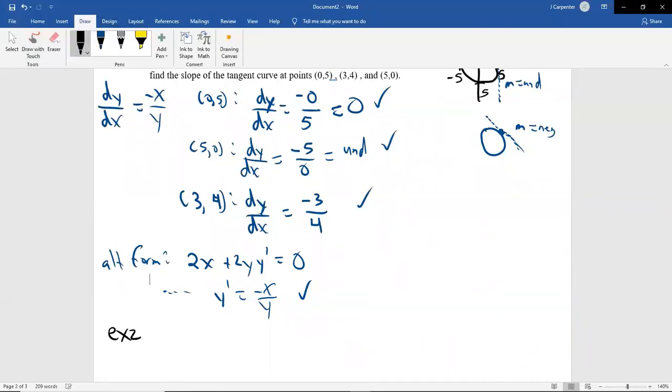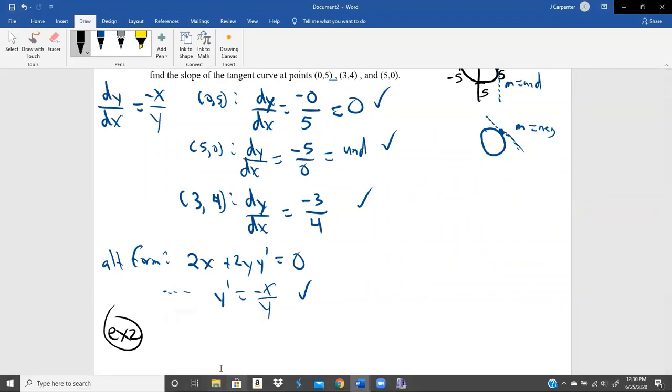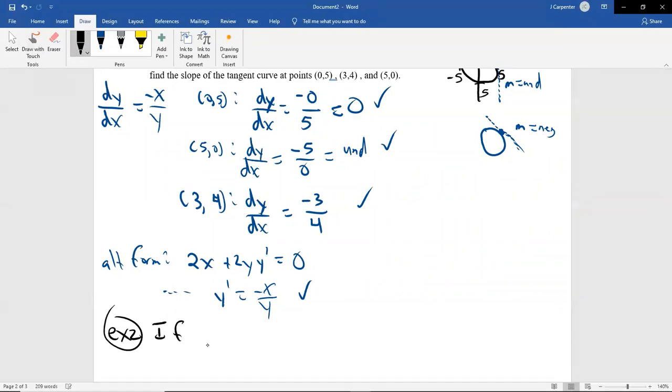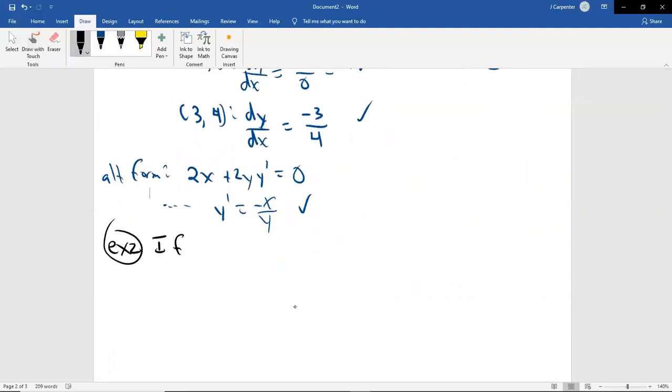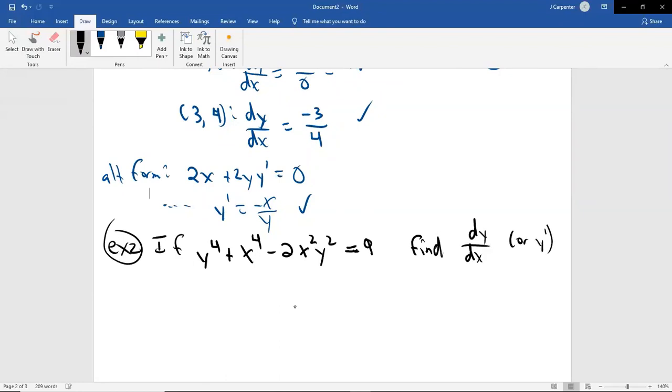All right, enough ranting. Let's do another finally, and no part A or B this time, just example 2. So if, this one will be a little more involved, y to the 4th plus x to the 4th minus 2x squared y squared equals 9. Find dy/dx, or y prime, however you want to write that.